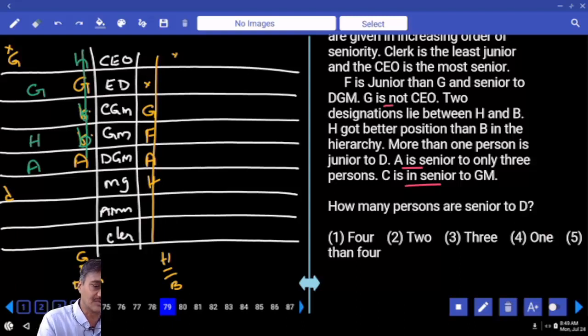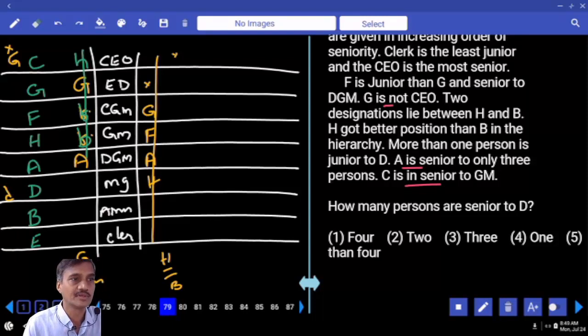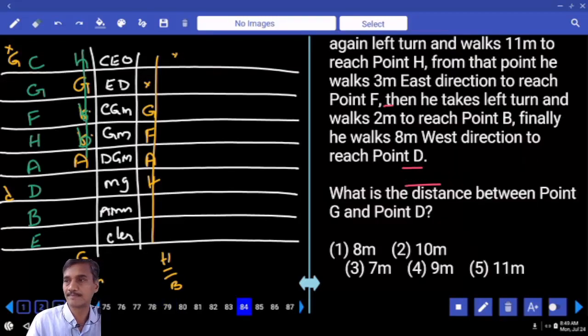Now if H is here 1, 2, and who is the person? B is. Now if B is here, then D can be here. Now D is here, then F must be here. F is here, C is here. Who is the person left over? E is the person left. Clear? Now this is about question number 79 to 83.